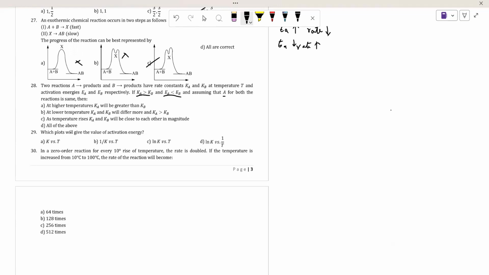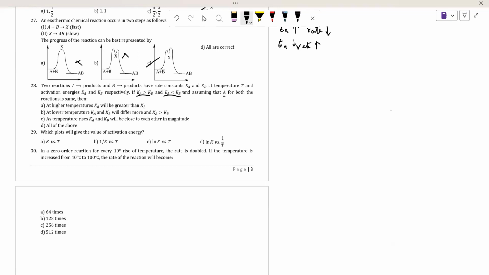So option A is correct. Now at lower temperatures, Ka and Kb will differ more and Ka will be greater than Kb. That is also true. Why is this also true? Look at Kb. The Kb value is lesser than Ka. So it is also indirectly understood that for Kb, the activation energy Eb is very high compared to Ea. So in order to make the reaction go to products, the activation energy needs to be reduced.